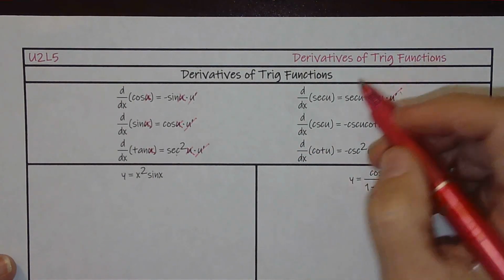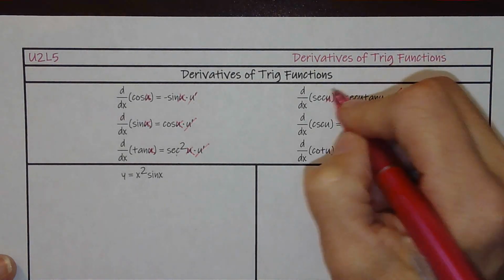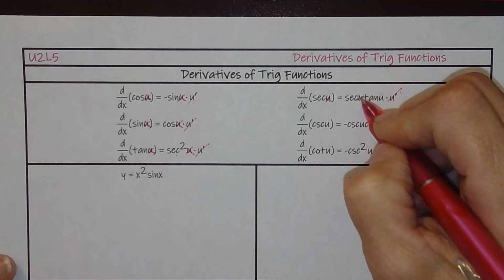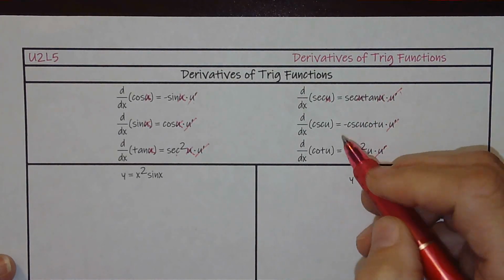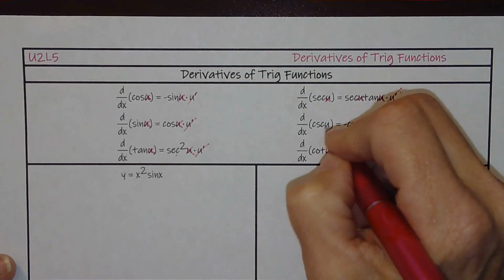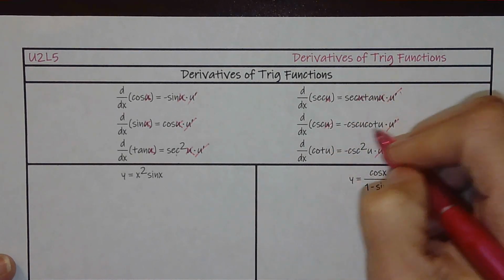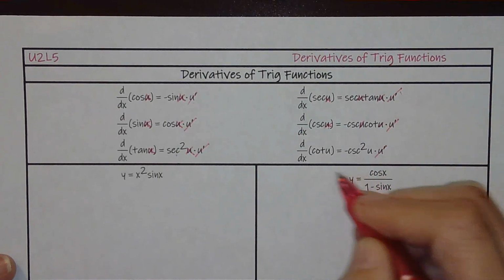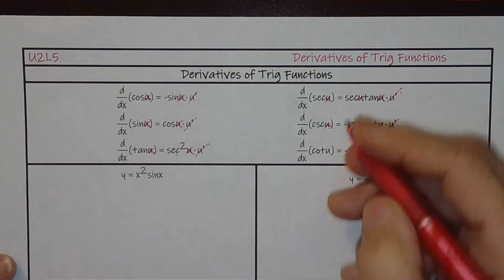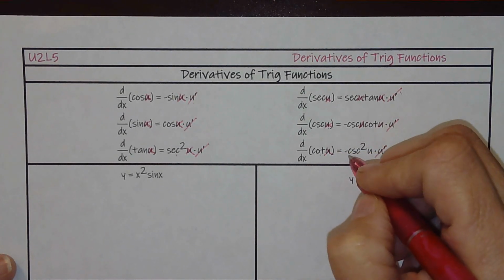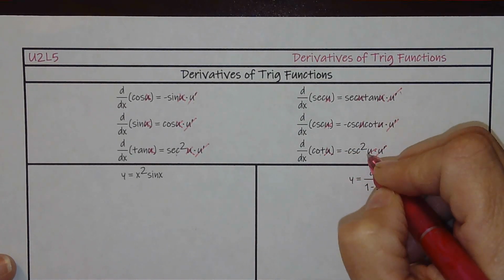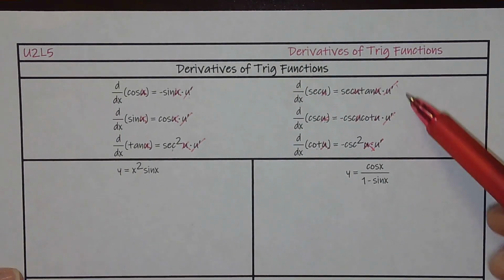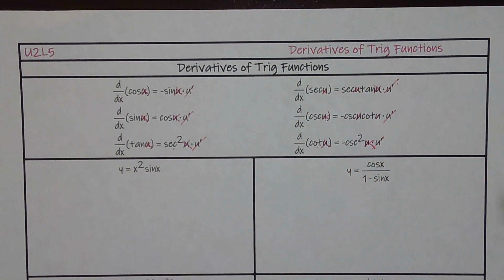Okay? And then secant of x, the derivative is secant x times tangent of x. Cosecant of x is the opposite of cosecant x, cotangent x. And then the derivative of cotangent of x will be the opposite of cosecant squared of x. So we'll kind of clear that up as we go through some of these examples.